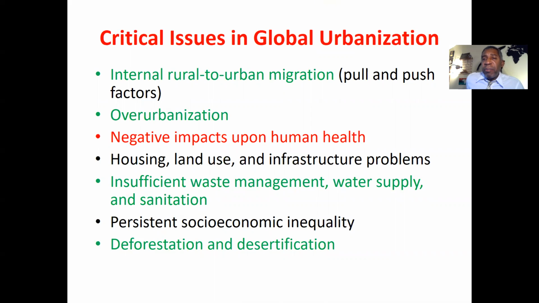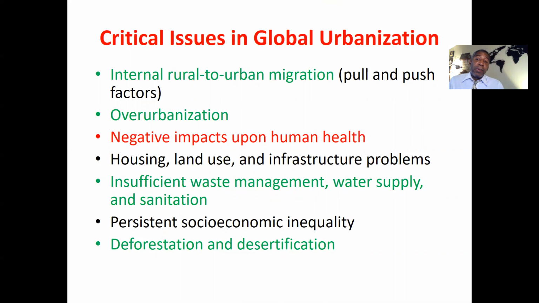In migration, we have pull factors and push factors. Pull factors are things that pull people to places. So, for example, in a rural to urban migratory pattern in a developing country, one obvious pull to a city would be economic opportunity or perceived economic opportunity.